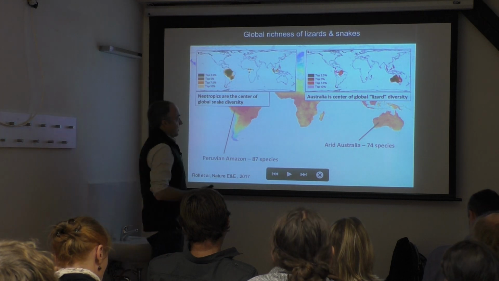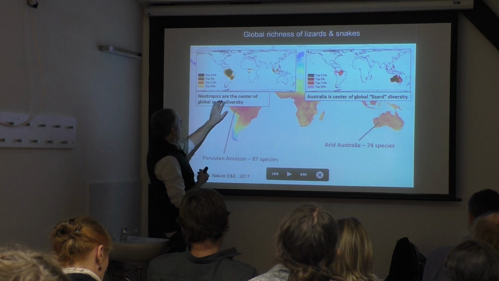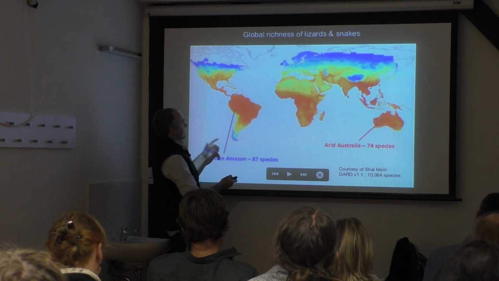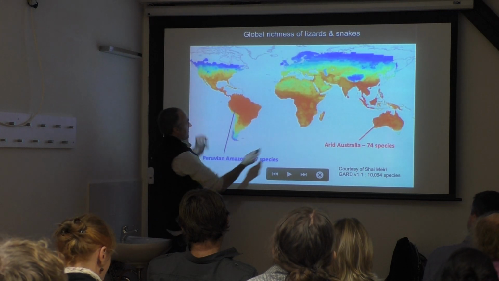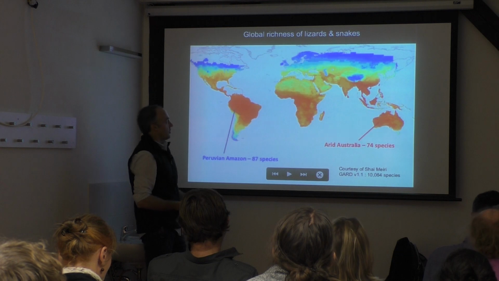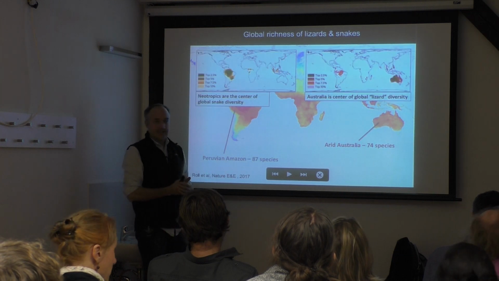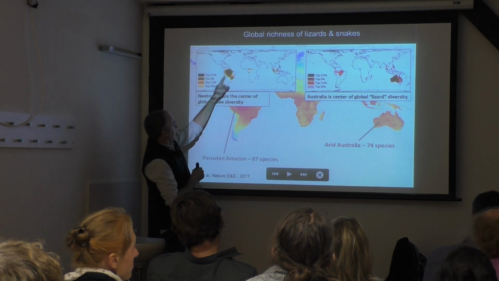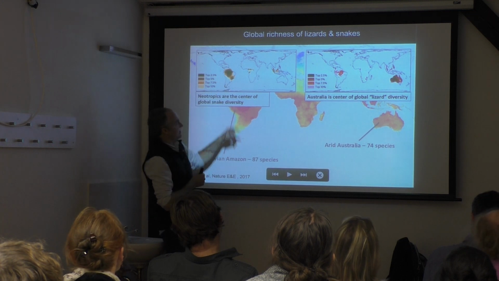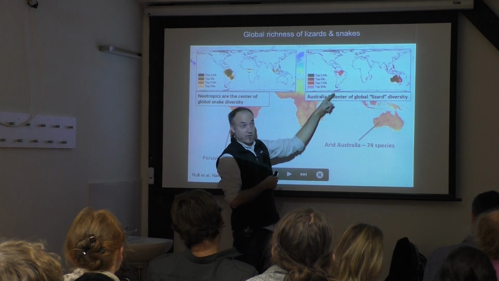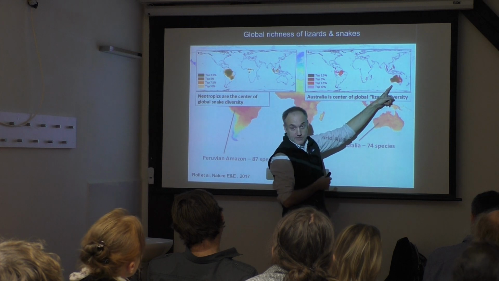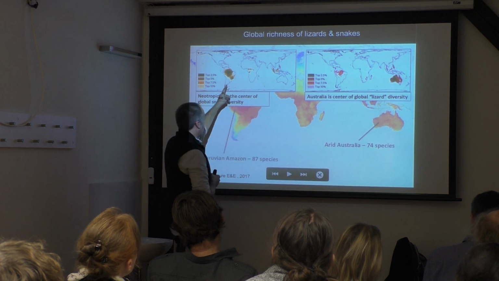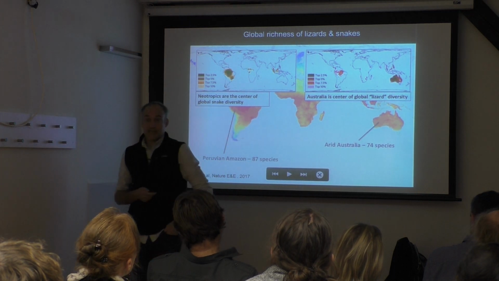Now these are very different sorts of communities on some levels. This is taking the species richness map overall and looking at where lizard and snake diversity is centered. So this is looking at the most diverse places on Earth for snakes, and this is looking at the most diverse places on Earth for lizards. You can see Australia lights up as the global center of lizard diversity, and the Neotropics light up as the global center for snake diversity.